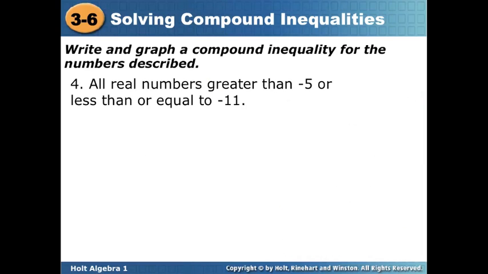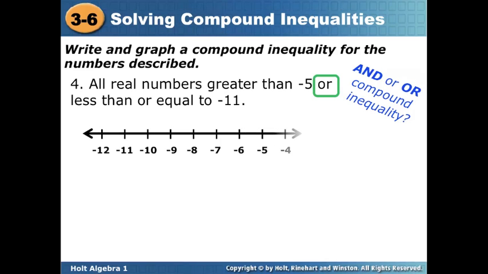Example number 4. Copy this to your notebook paper. We have all real numbers greater than -5 or less than or equal to -11. Think about the problem and determine, will this be an AND or an OR compound inequality? This is an OR compound inequality. It says all numbers greater than -5 or less than or equal to -11.